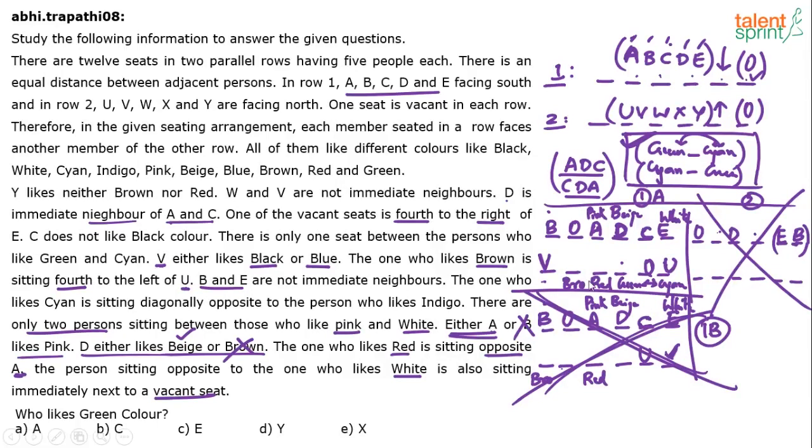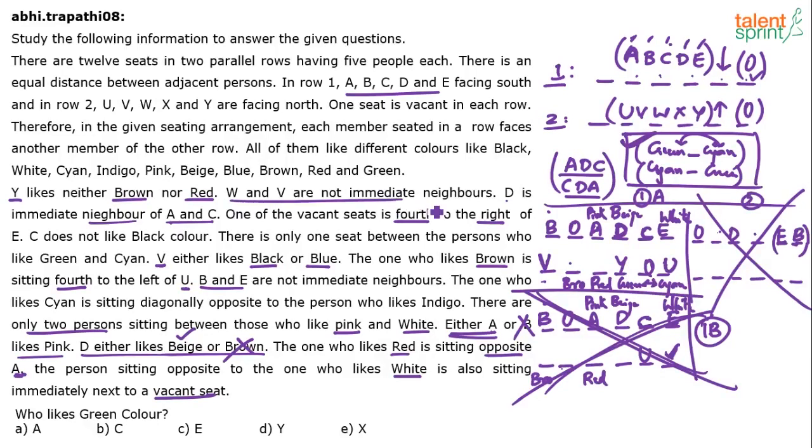V's position is fixed. Now if I go back to the previous statement, it said Y likes neither brown nor red. Y will not be coming in these two seats because Y does not like these two colors. So the only possibility is Y has to come here. Y may either like green or cyan. Again, remember these two are interchangeable.